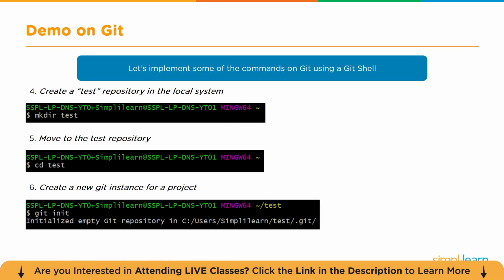So we're going to create a test repository on our local system, and we're going to do that with make directory called test. Then we're going to move our cursor within the command window, terminal window, to the test folder, and then initialize that folder to become a Git repository. So let's go ahead and do that.